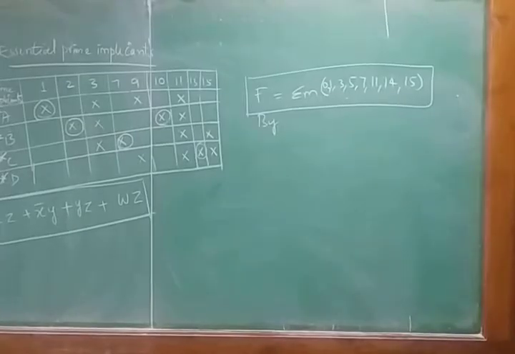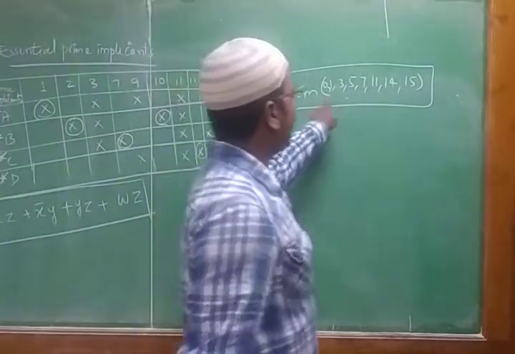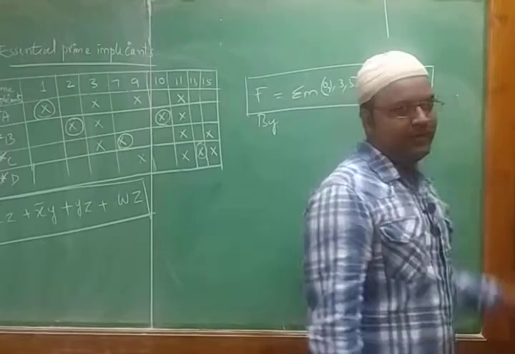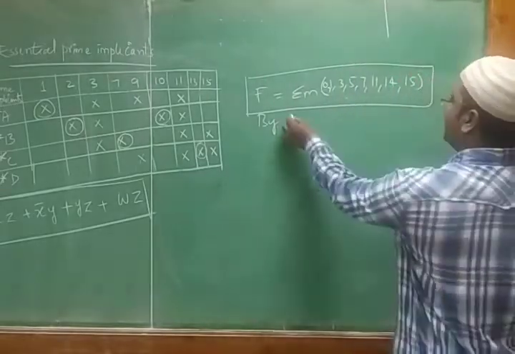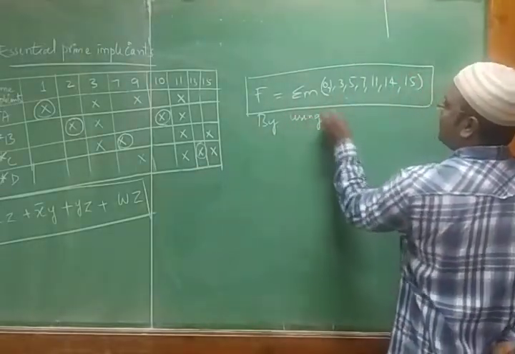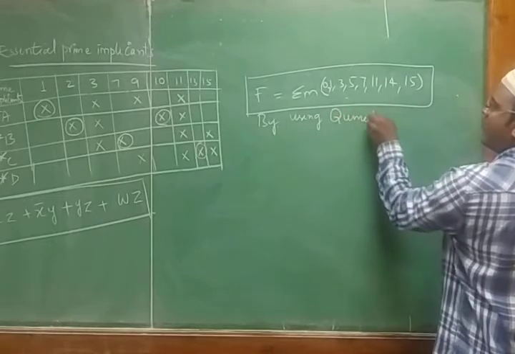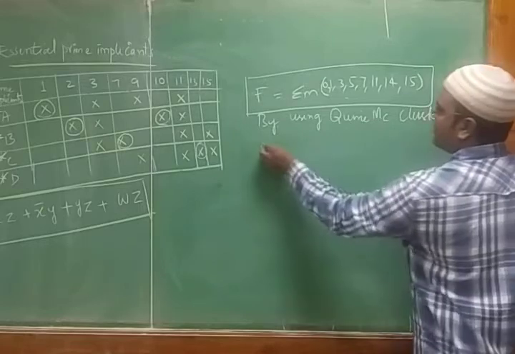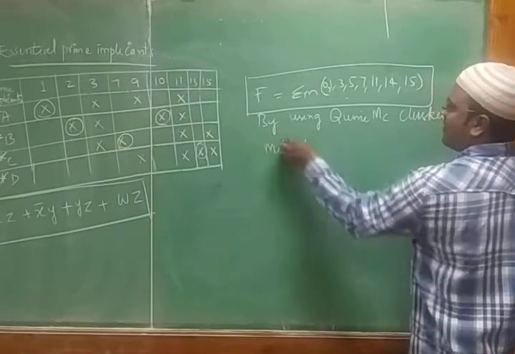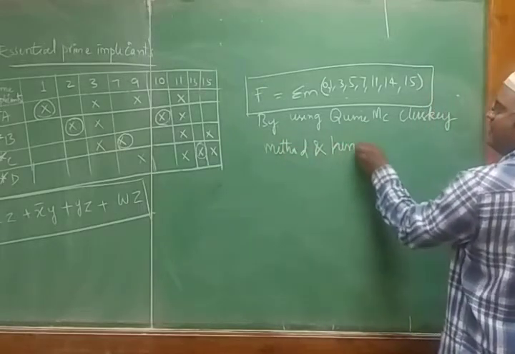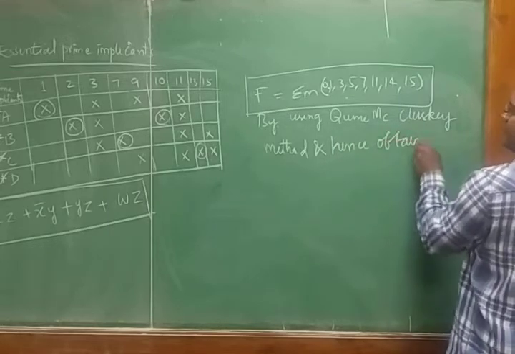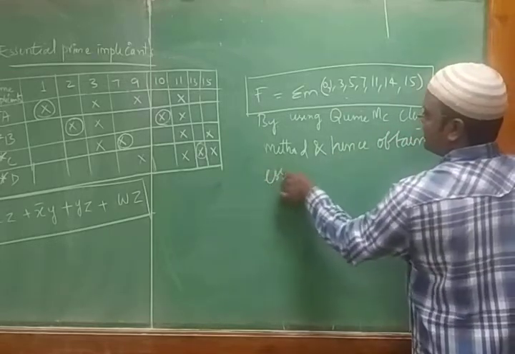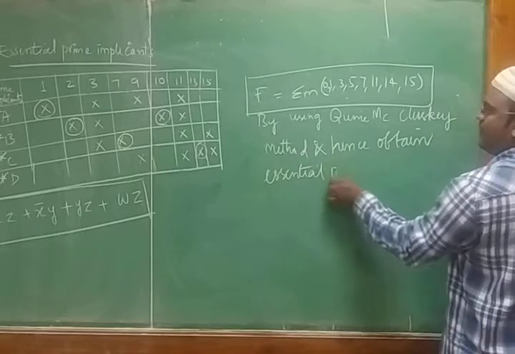So students, we just want to give one question for you to practice. The question is f is equal to summation m of 0, 1, 3, 5, 7, 11, 14 and 15, by using the Quine-McCluskey method, and hence obtain the essential prime implicants.